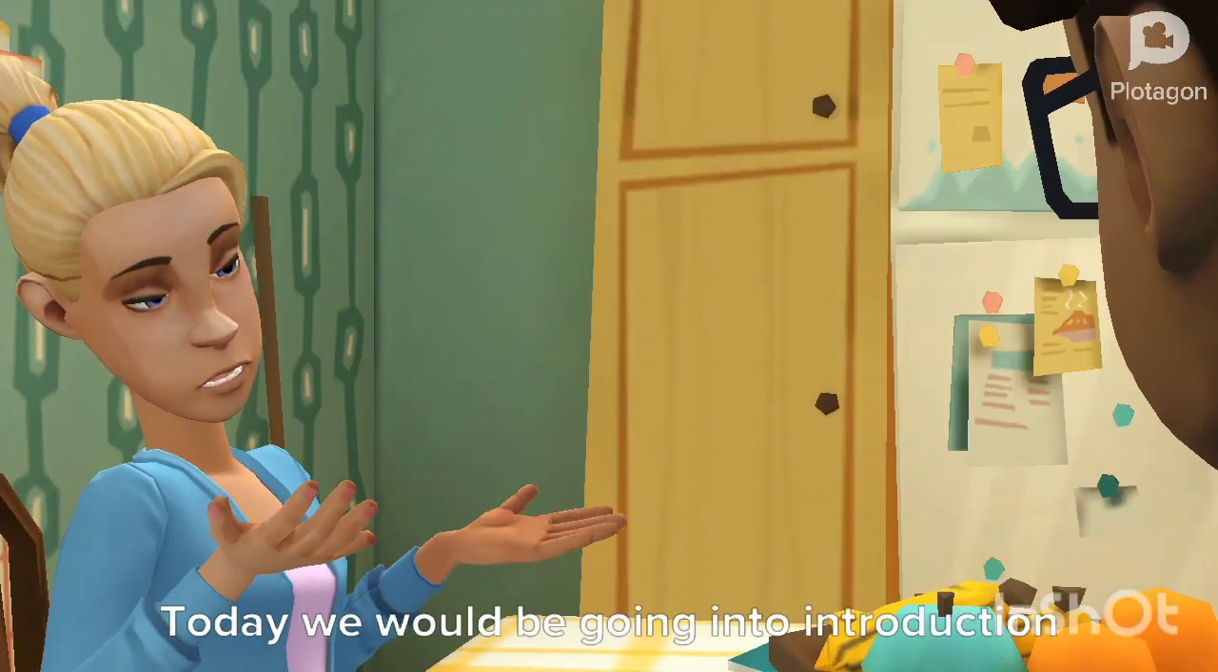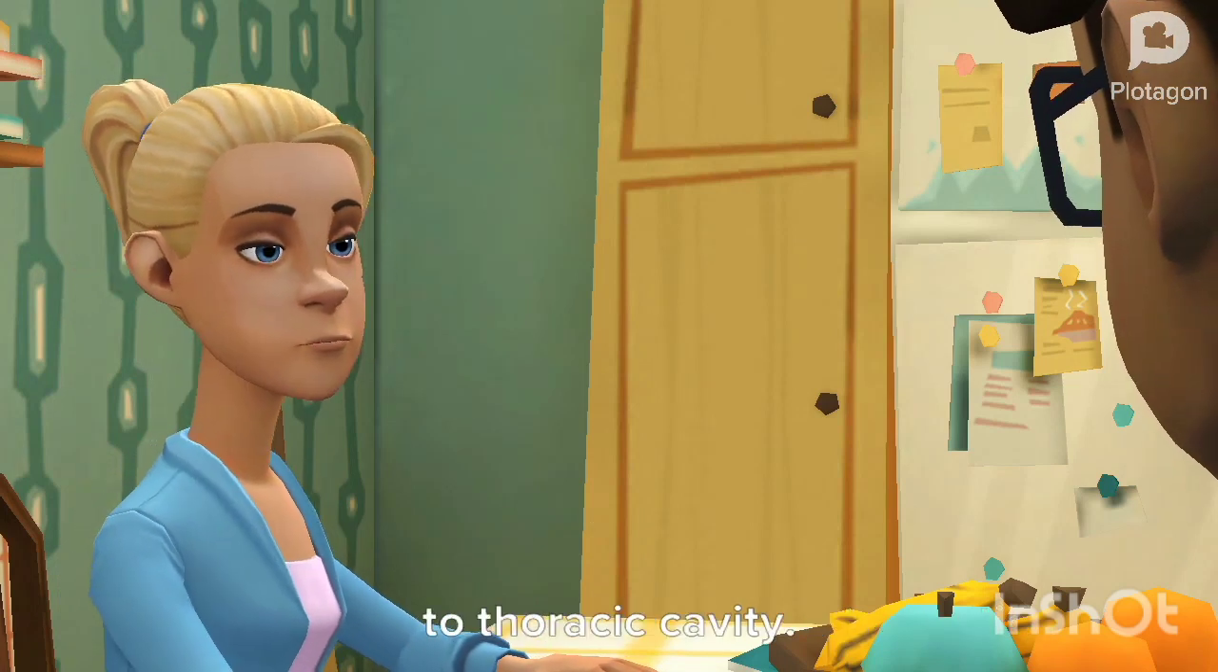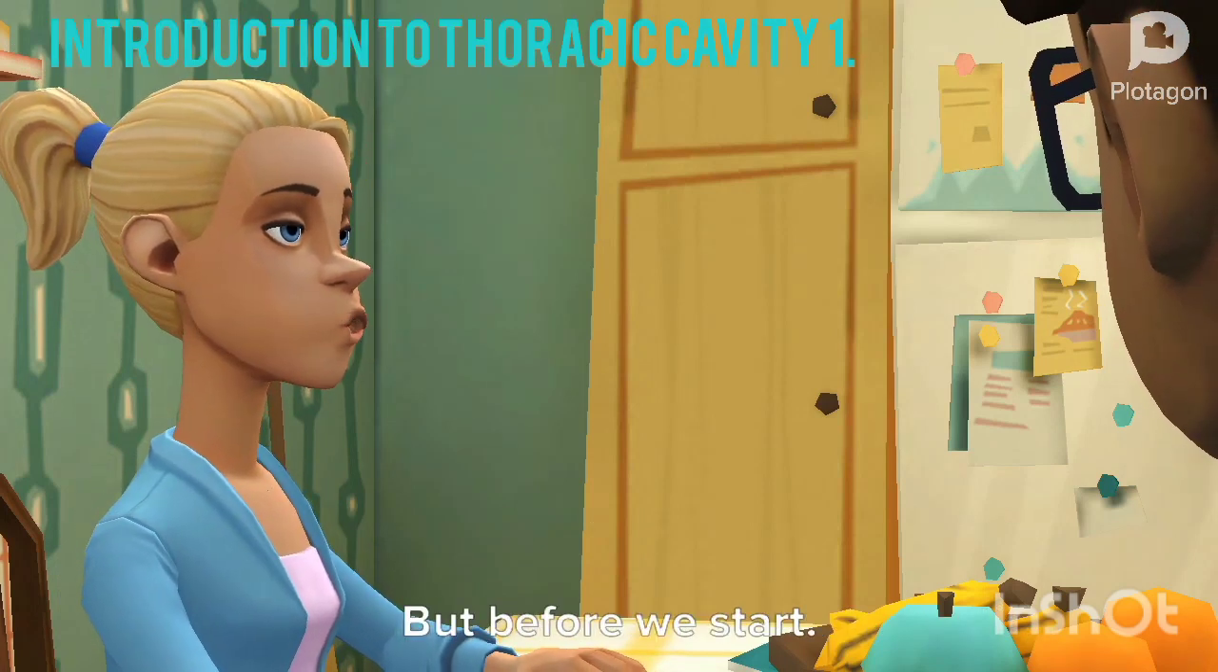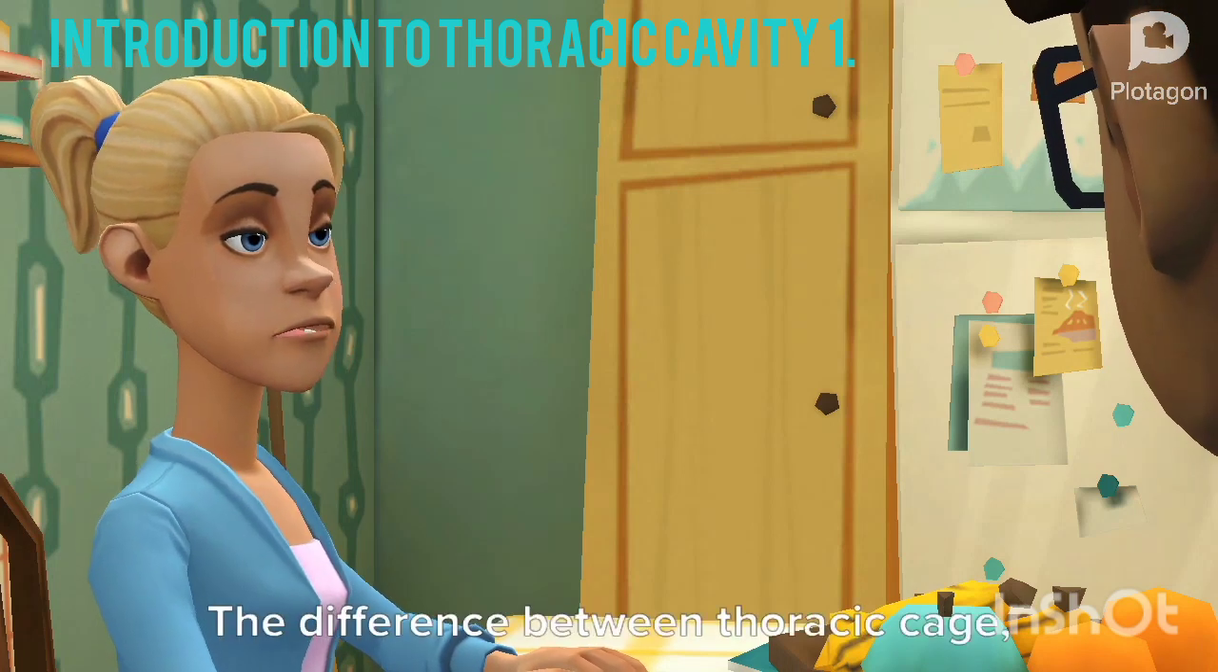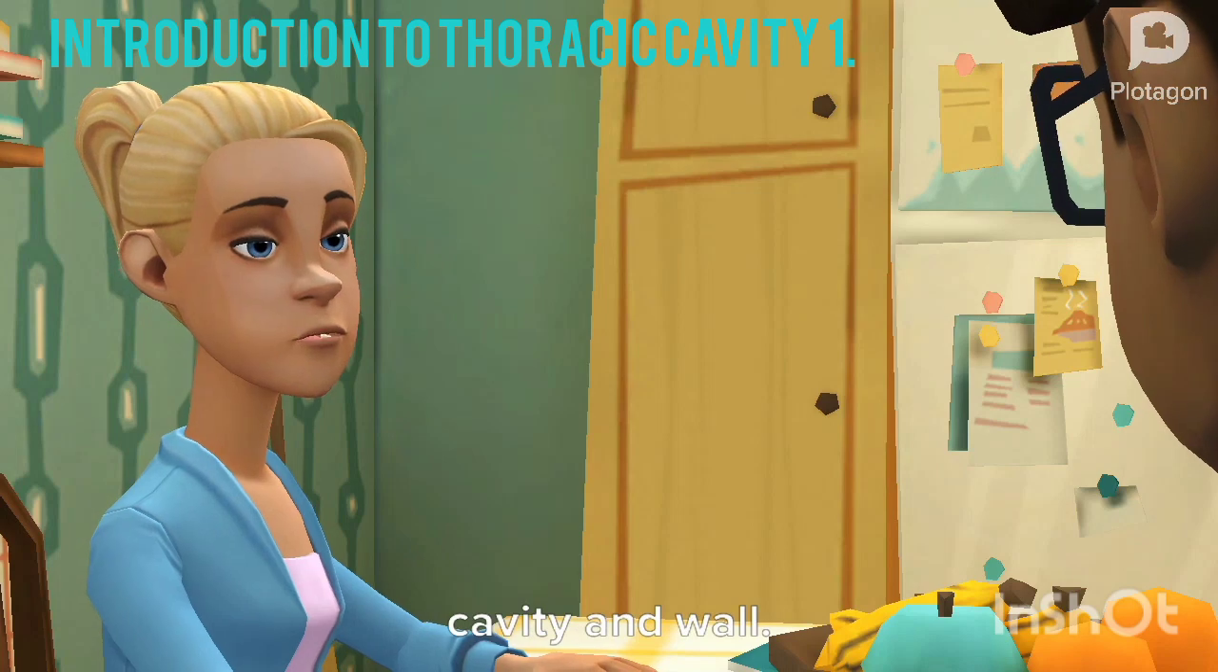Today we would be going into introduction to thoracic cavity. But before we start, there is a concept you need to be clear with: the difference between thoracic cage, cavity and wall.